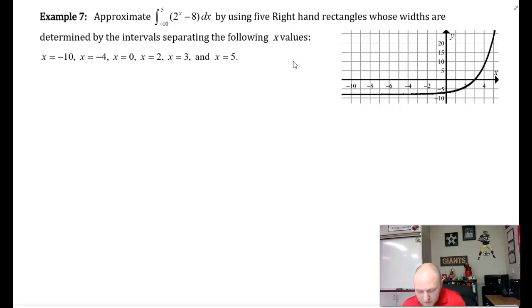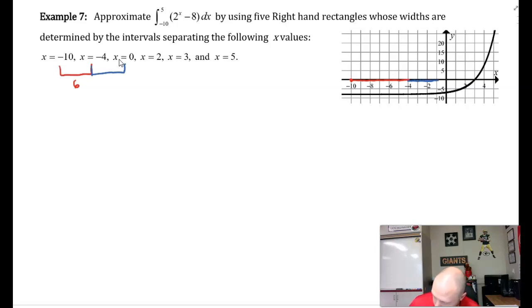So they want 5 rectangles being separated from -10 to -4. So from -10 right here all the way to -4. There's my first rectangle. Now, it's important to note that width right there, from -10 to -4, that's 6. That width is 6. My second rectangle goes from -4 to 0.